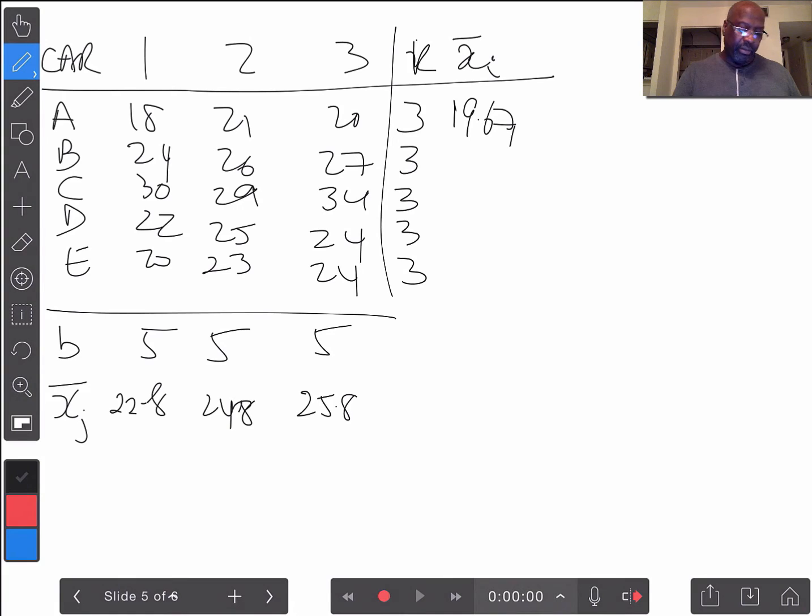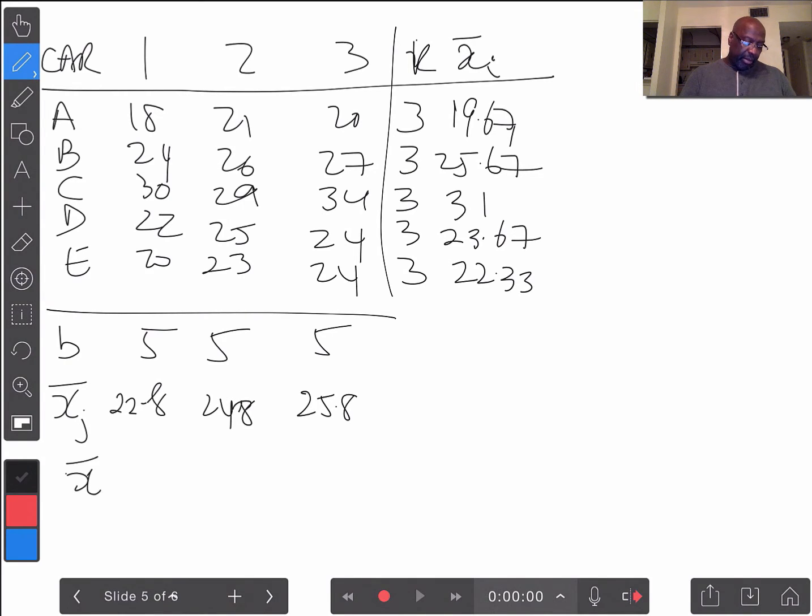19.67, 25.67, 31, 23.67, 31, 23.67, and we have 22.33, 22.33. We also have the following. The grand mean, x double bar, will be the sum of all the xij's over n.